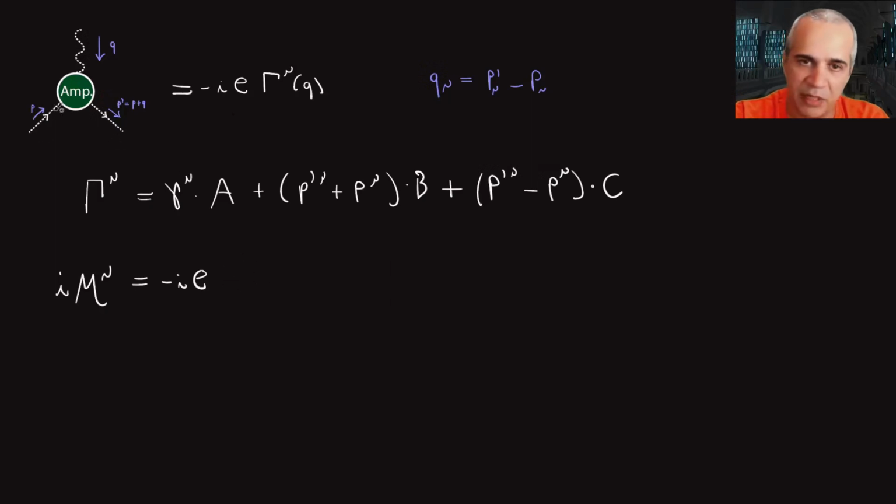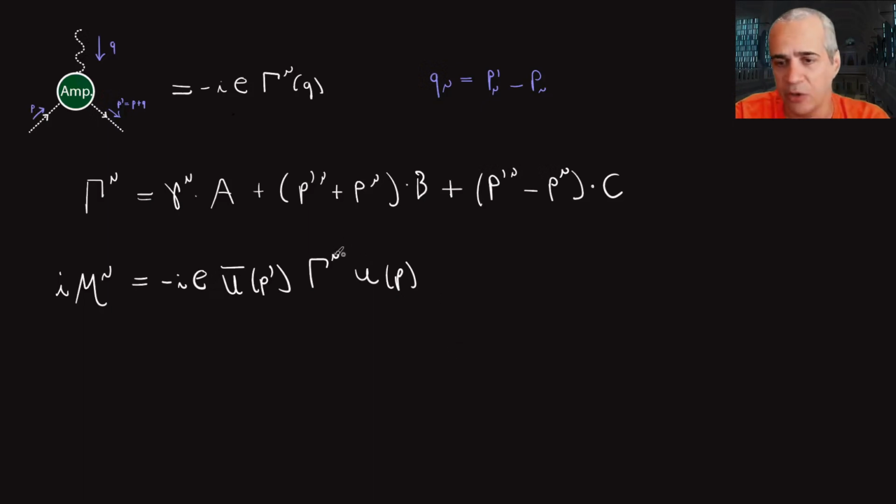And I'll have the spinor factors for these two external fermions. So I'll have a u bar of p prime for this one, I have this gamma mu in the middle, because there are spinor indexes here, and u of p. So I have this product in spinor space for a four-dimensional space. And I know that these are on shell, so they satisfy these two equations.